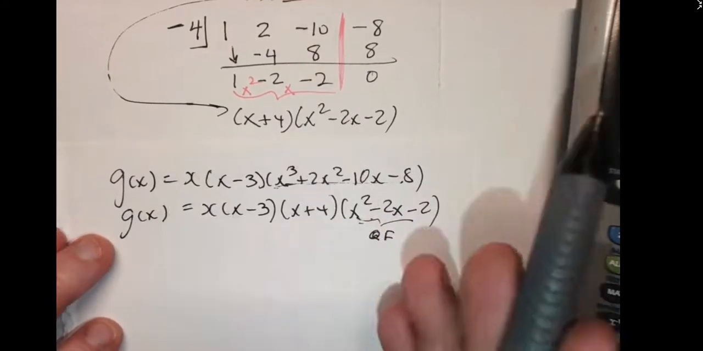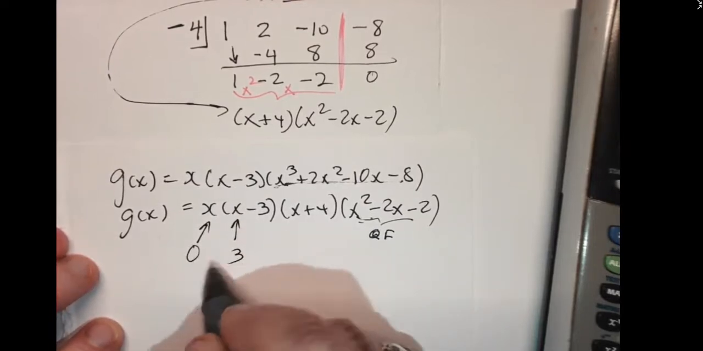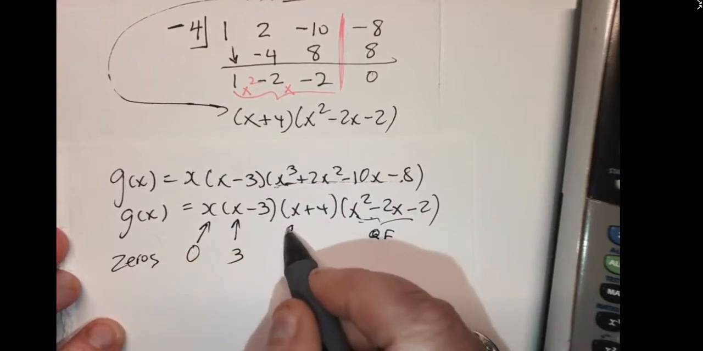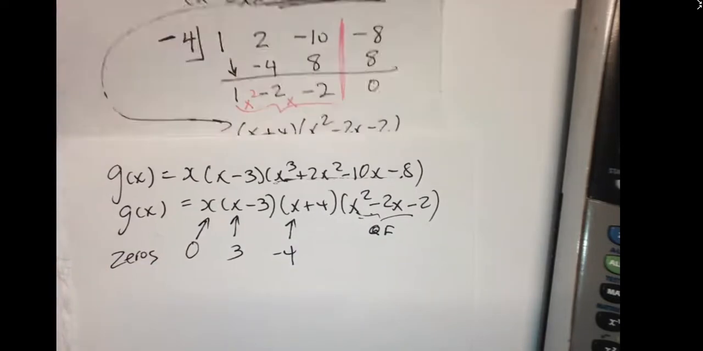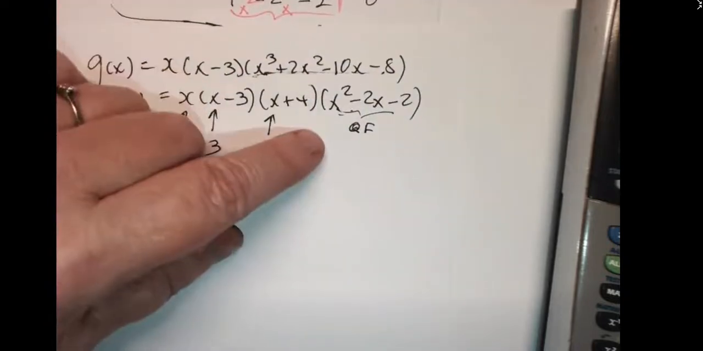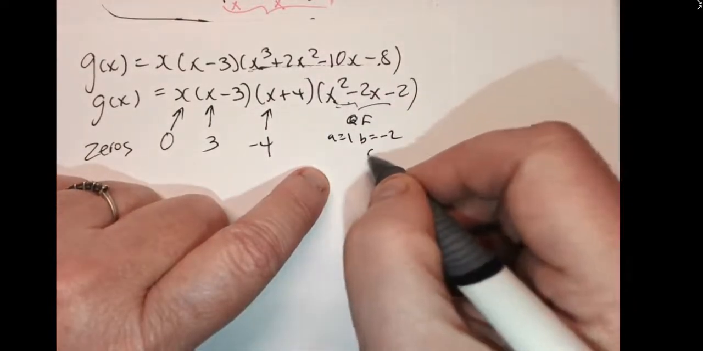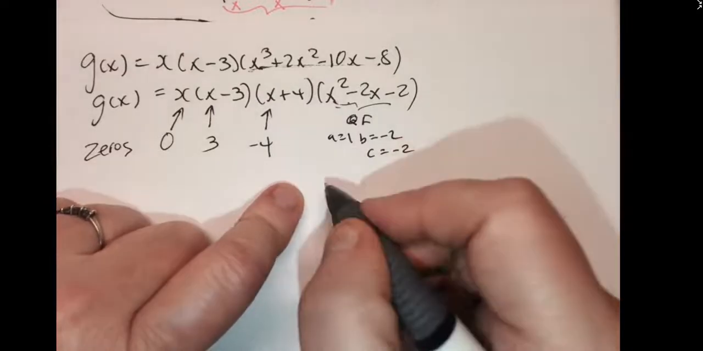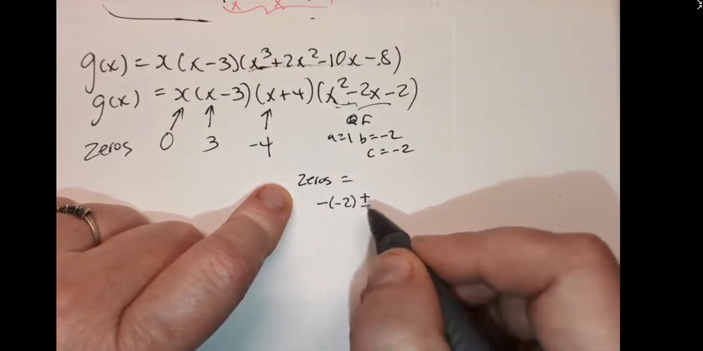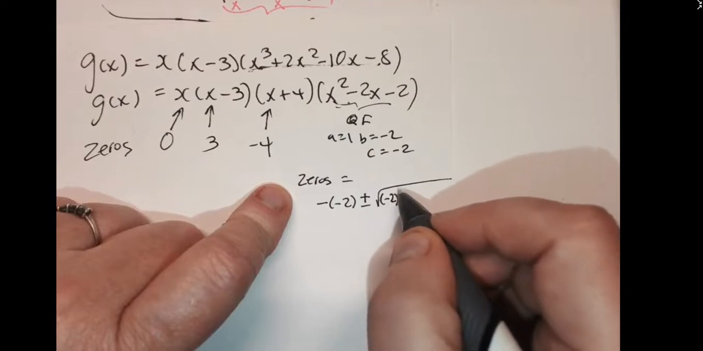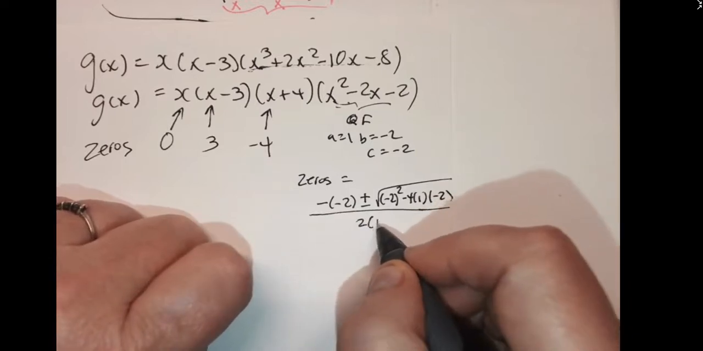But g of x originally had degree 5. There's going to be 5 zeros, and we can see 0 is one of them, 3 is a 0, and negative 4 is a 0. So I got that one from factoring. I've got those from looking at the graphing calculator. And now I'm going to get these other zeros from using the quadratic formula. So a is equal to 1, b is equal to -2, and c is equal to -2. And so my remaining zeros are going to be equal to -b plus or minus the square root of b squared minus 4 times a times c, all over 2 times a.